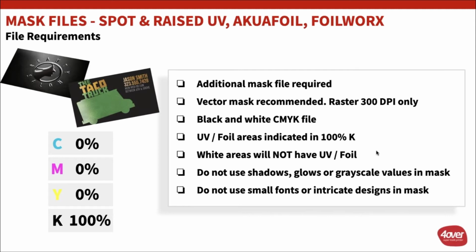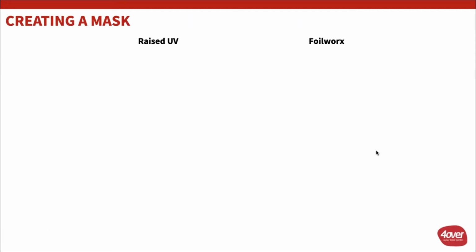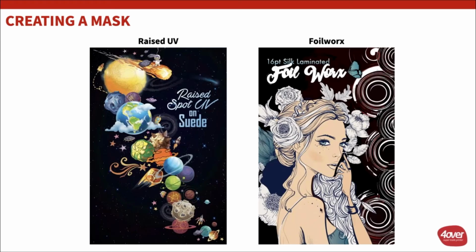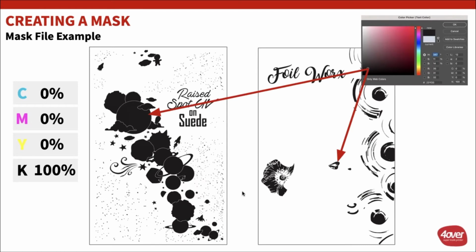So let's see an example. If you're familiar with the sample kit, the Majestic sample book, you'll get a better idea of how that works. So if we wanted to create a mask, for example for the raised UV one, I want to put raised UV on all of these planets, right? And then for the Worx one, I want to put red foil where it says Worx, and then on some of these circles and within the girl here. Okay, so to do that, I would create this mask file.